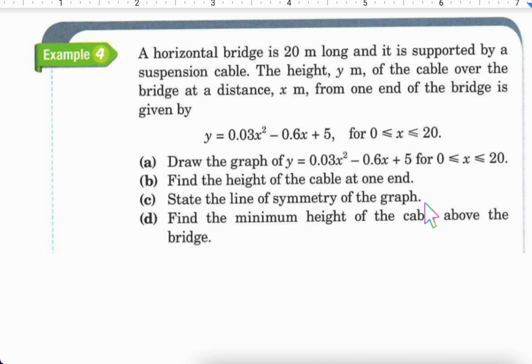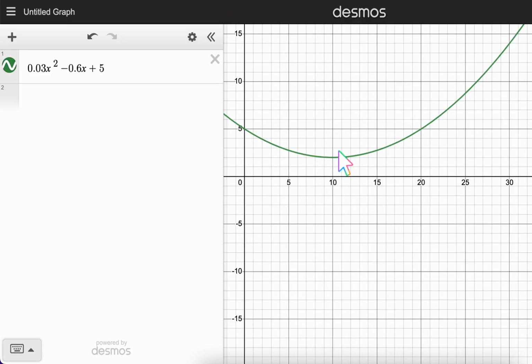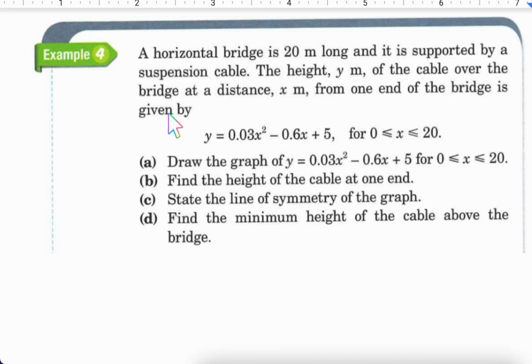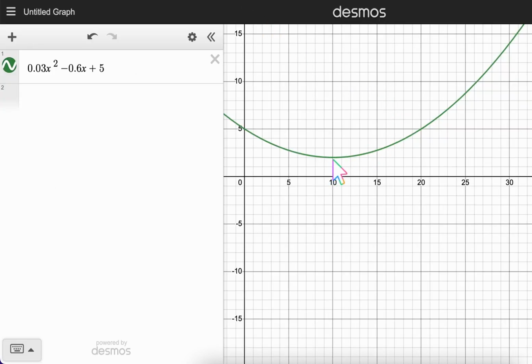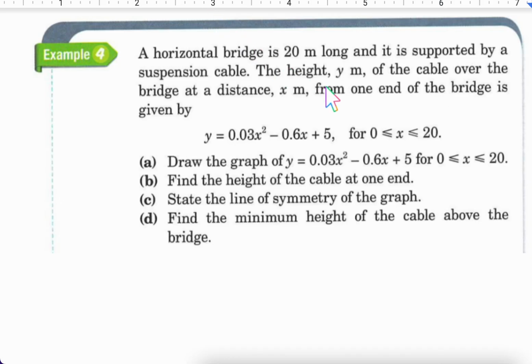And then state the line of symmetry for the graph. Well, it looks like it's right here. So this line of symmetry would be x equals 10. And then find the minimum height of the cable above the bridge. Okay, remember our minimum is where it curves. So the minimum height would be y equals 2. So minimum height is 2 meters. That's it. Your graph tells you all the information that you need.